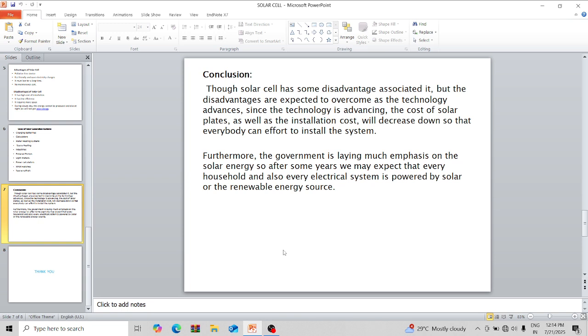Furthermore, the government is also laying much emphasis on solar energy. So, after some years, we may expect that every household and also every electrical system is powered by solar or other renewable energy sources.